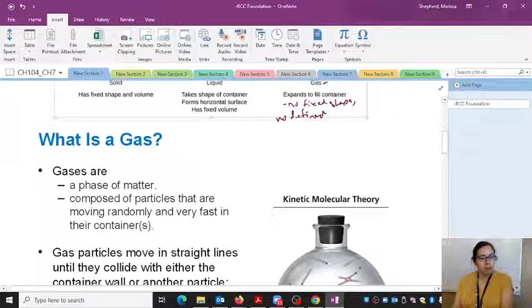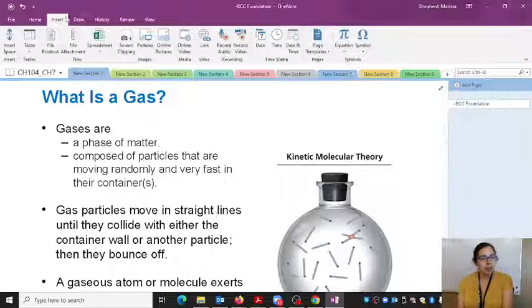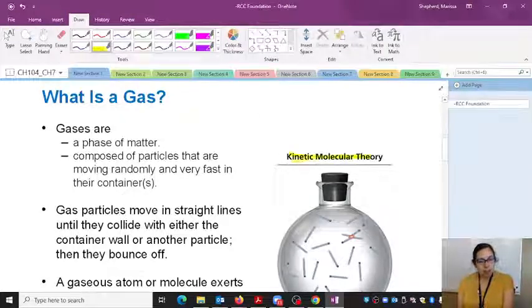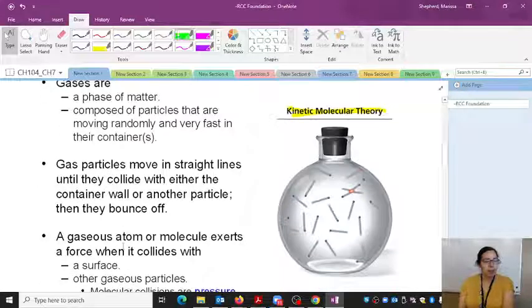So let's now focus on gases. This is our gas chapter. We know that gas is a phase of matter composed of particles that are moving randomly and very fast in their container. Now we'll look at the kinetic molecular theory of gases, so we're giving this a more idealistic treatment. We're saying that gas particles will move in straight lines until they collide with either the container wall or another particle, then they bounce off. In this case, we're ignoring intermolecular forces.